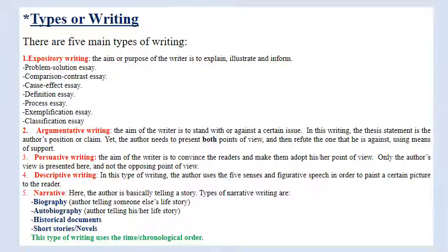Types of writing. I might ask you what type of writing is the above article. It could be one of those. Okay? Expository, argumentative, descriptive, or narrative. I'm not going to go through those in detail. They are already in your PowerPoint, and I have already explained them several times. Please read them, of course.